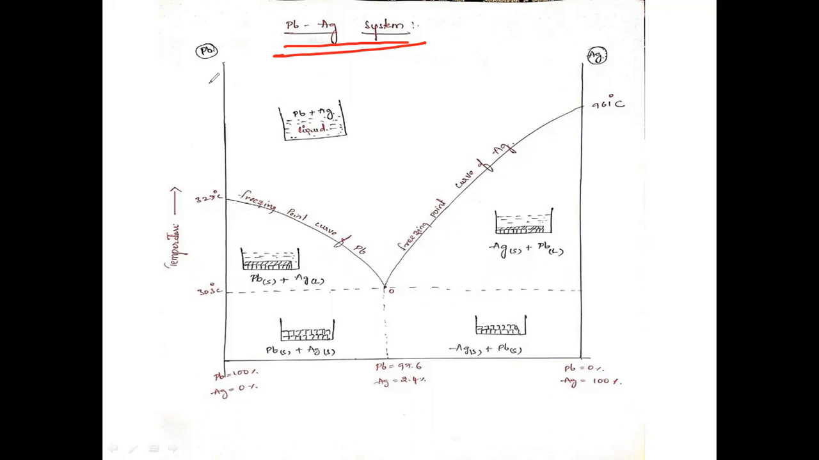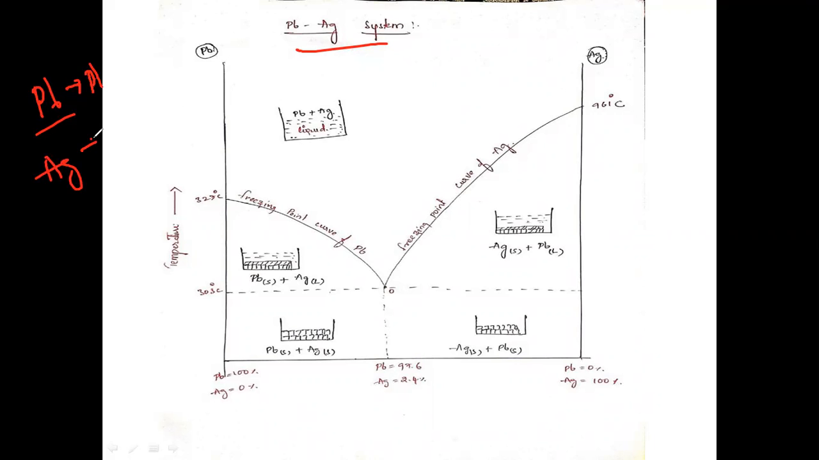So let us see what happens in the case of this lead silver system. My dear students, let us understand this lead silver system. I already told you about the simple eutectic system, but now we will see an example of it. This is a bicomponent system which has lead as one component and silver as the other. Lead is plumbum and silver is argentum.